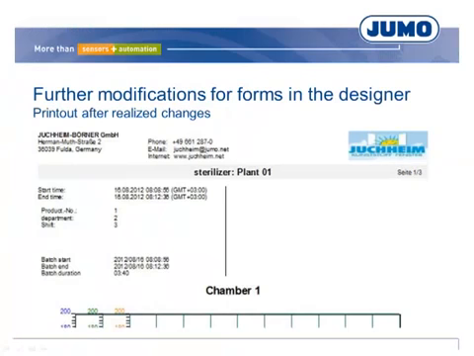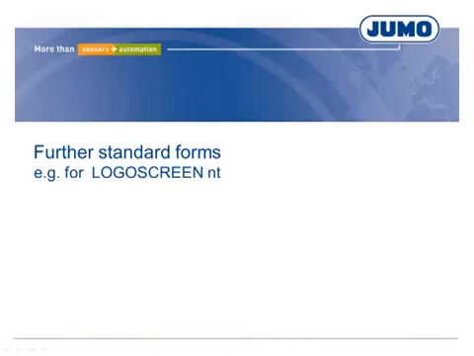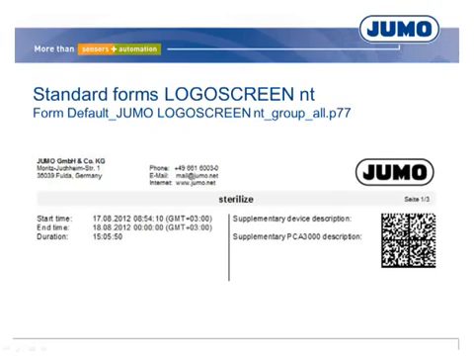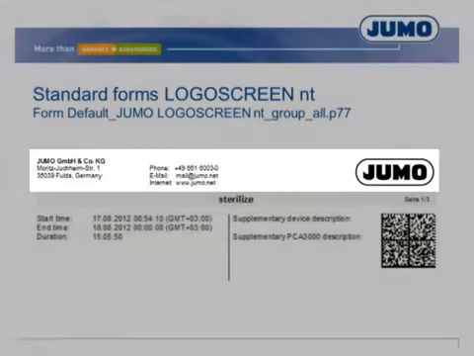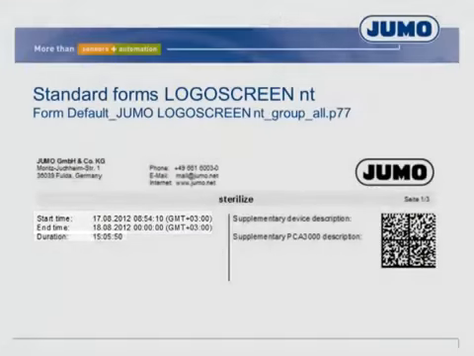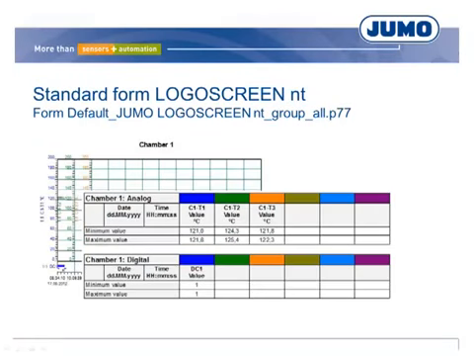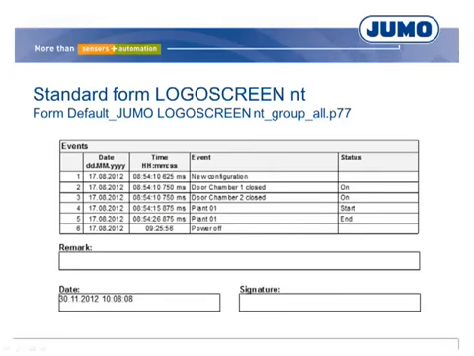This shows the printout after changing the form. The form default JUMO LogoScreenNT group all shows the measurement data of all groups during a defined period. Document header, start and end time, duration of the period, diagram and statistic of analog and digital values for each group, events, remarks, date and signature.